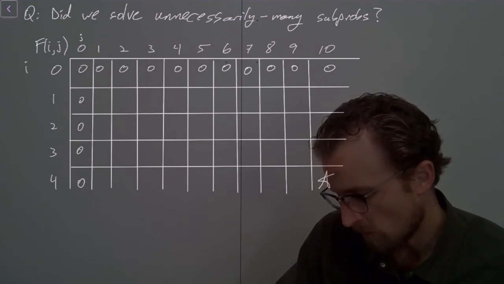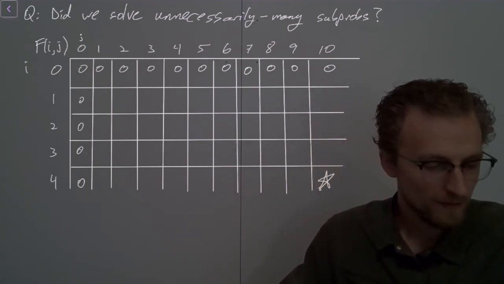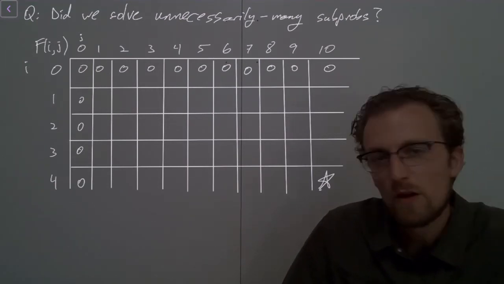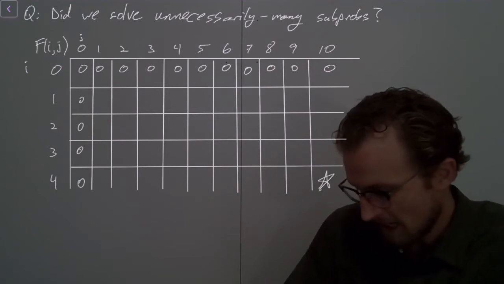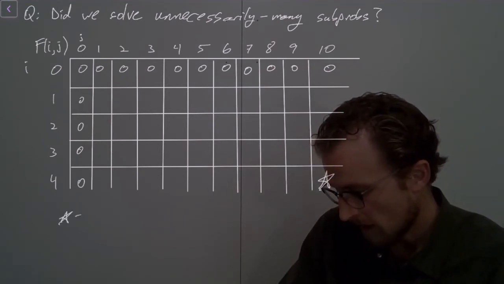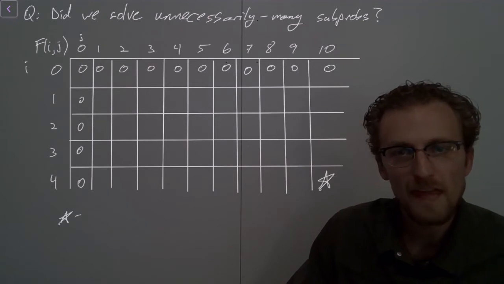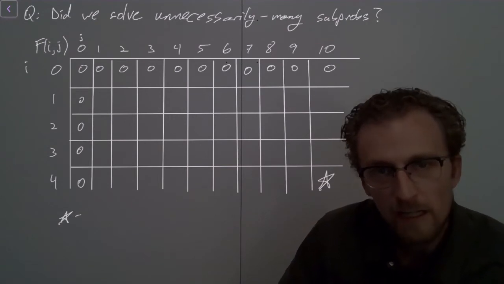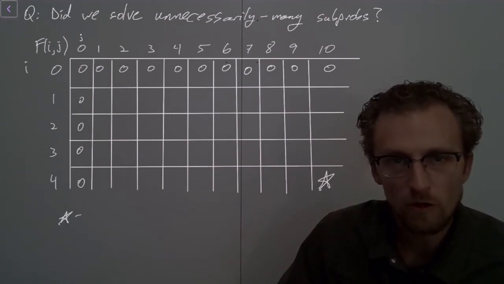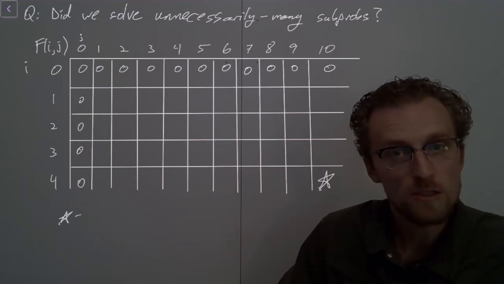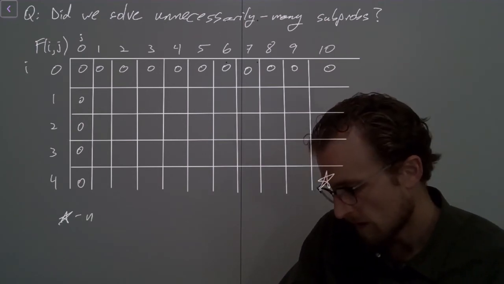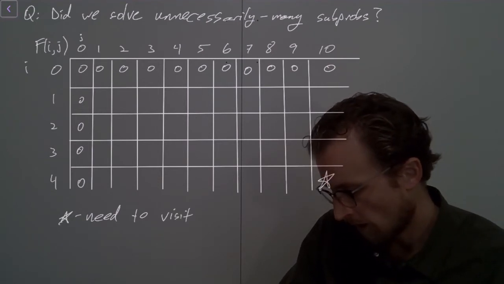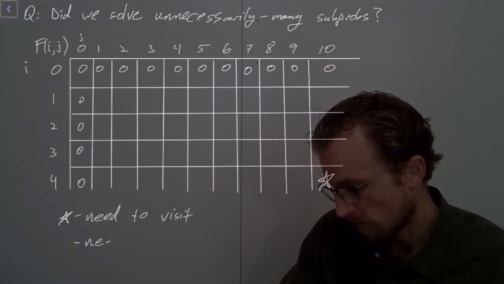Well, we're going for this, right? What we really want is an answer to that subproblem, the overall problem. What if we have access to all 4 items and the capacity is 10? So I'll put a star in this to represent the idea that that cell is a cell we need to have a number written in. In other words, that cell in the grid corresponds to a subproblem that we need to solve, right? So we can say need to visit, or need to solve.